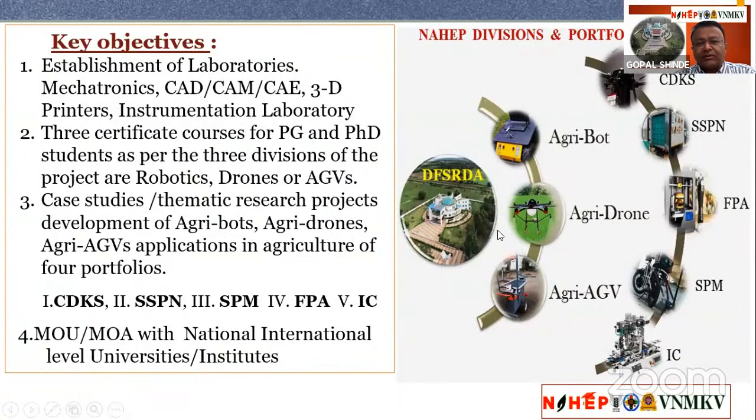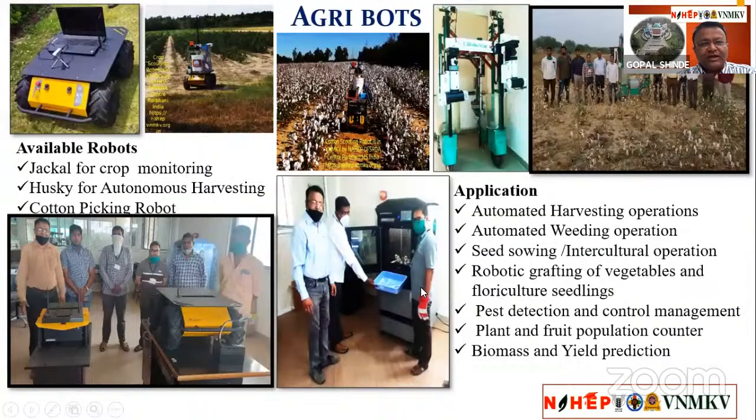This project is going to be divided into these three divisions and five portfolios, and the names are self-explanatory. In agribots, there are different types of robots used in the world nowadays. Wherever the developed countries are using them, they are trying to modify these robots to a state of the art which can be commercialized further.